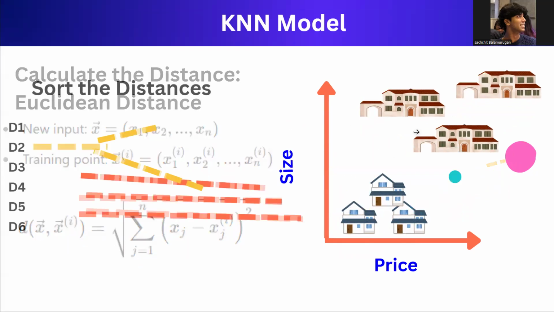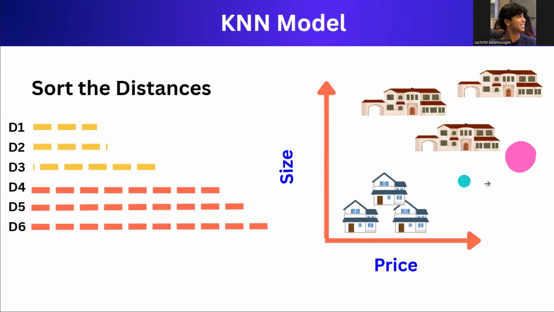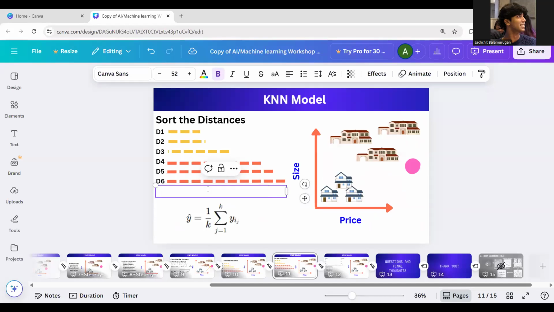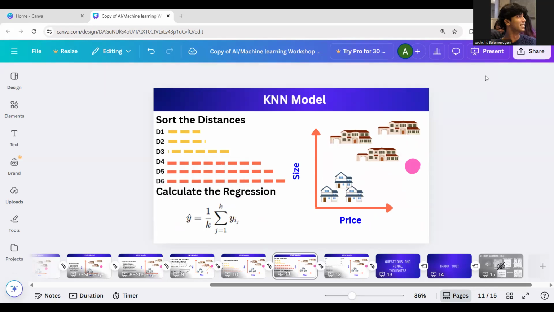Now we sort the distances of all of these. We sort them by lowest distance to highest distance, so closest to furthest. After we sort this distance, we don't use a majority voting system. We now calculate the regression of this.